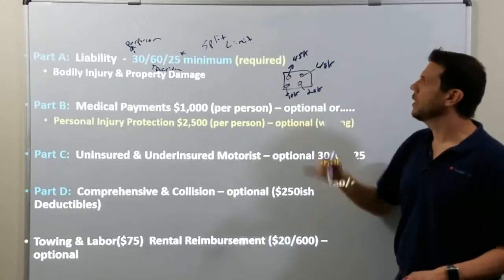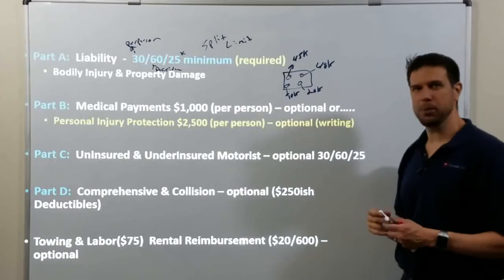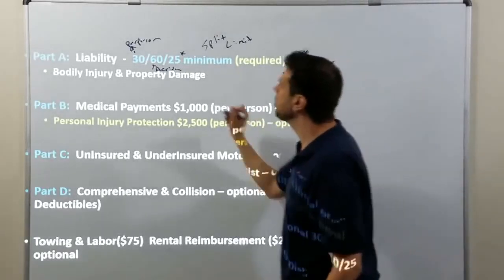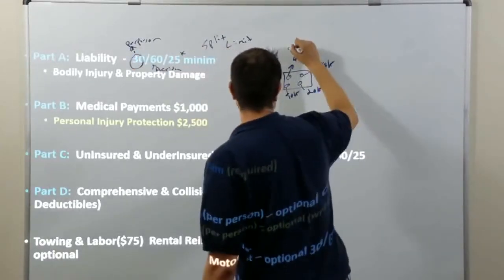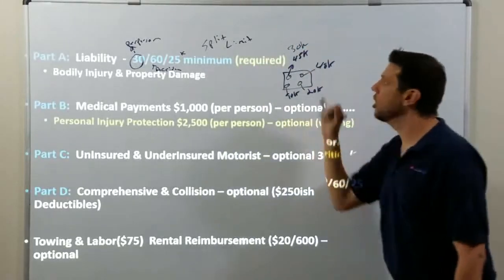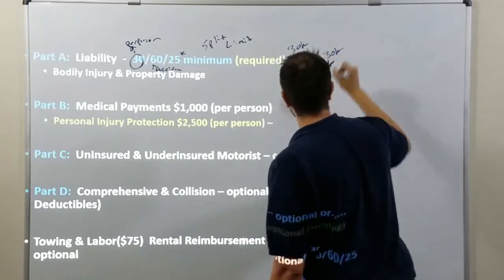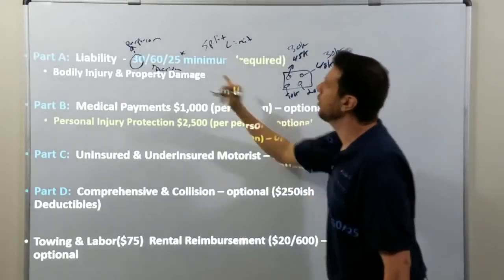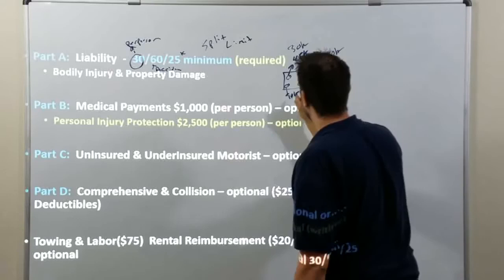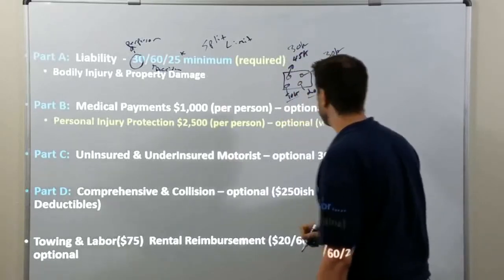This guy is not going to get $45,000 from your policy. The maximum he can get is $30,000. This guy is also over the limit. The maximum he can get is $30,000. These guys are under the per person limit, so he could get his 10, he could get his 20.